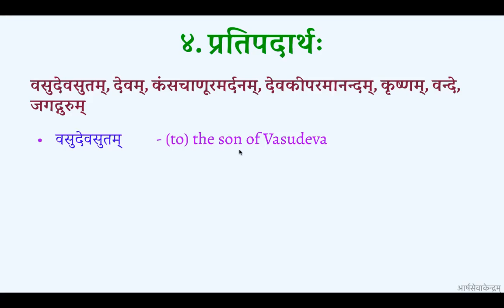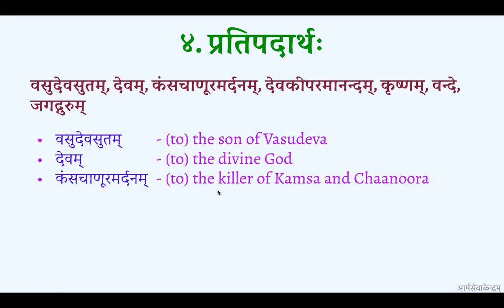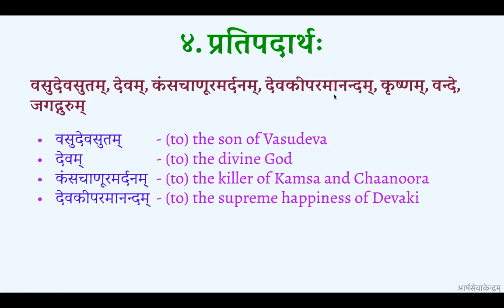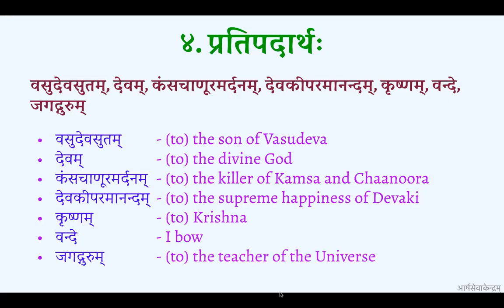What is Vasudeva Sutam? To the son of Vasudeva. It's not just the son of Vasudeva, it is to the son of Vasudeva, because this is in Dvitiya Vibhakti, and Dvitiya Vibhakti will be 'to'. Same way, Devam, to the God. Lakshmi Mahode, Kamsa Chanura Mardhanam, to the killer of Kamsa and Chanura, Devaki Paramanandam, to the happiness of Devaki, Krishnam, to Krishna, I bow, because it's in Uttama Purusha. Jagadgurum, to the teacher of the universe.